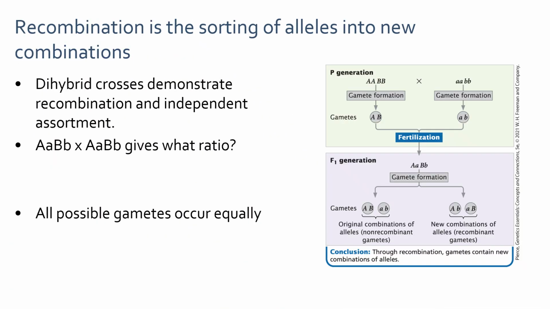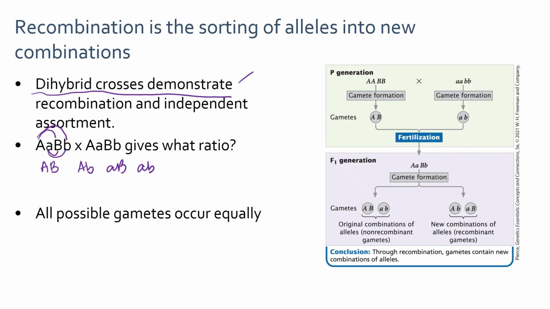So we can think of recombination in two different ways. We can think of it as the shuffling of alleles into new combinations, and that's exactly what we did when we were doing our dihybrid cross. We were recombining our alleles into different possible combinations to prepare for doing a Punnett square of two different genes with two different alleles each on separate chromosomes.